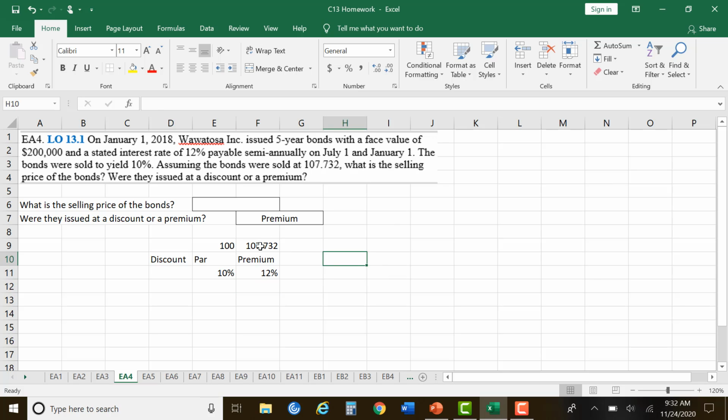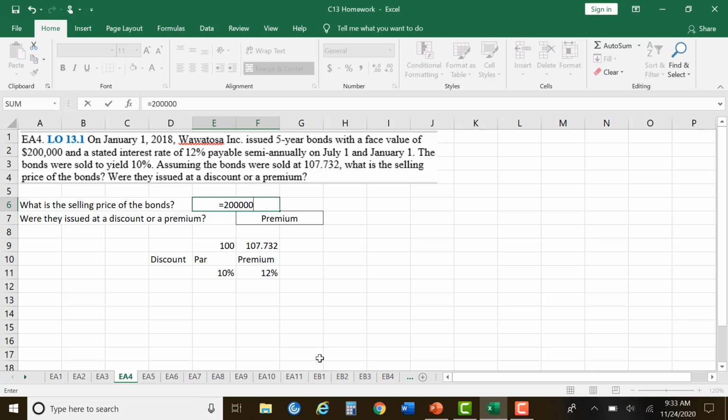Well, that one we just take what it's sold for and multiply it by the face value. So we've got 200,000 times 1.0772. Remember that this is stated in terms of percentages, so we have to convert it to a decimal, so we move the decimal point over twice, converting a percentage to a decimal. So the selling price would have been $215,464.